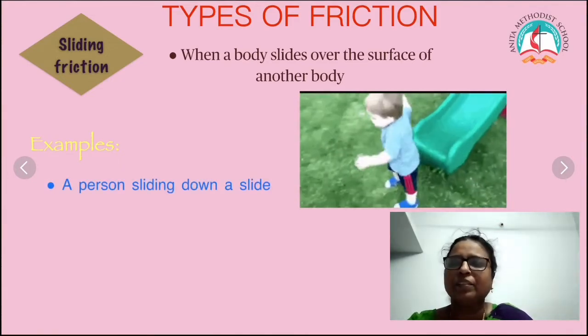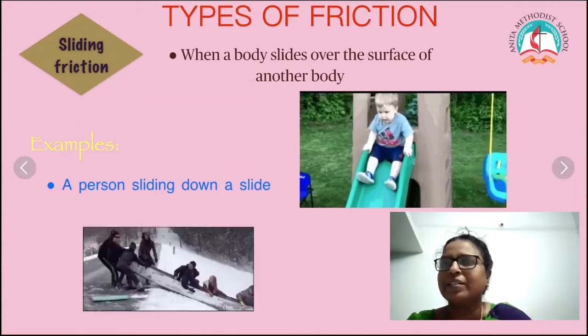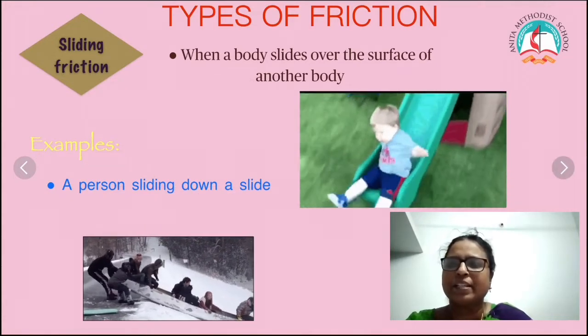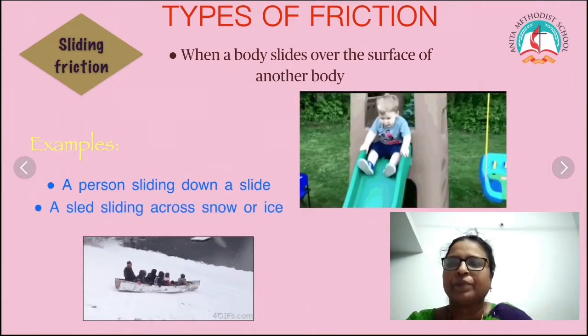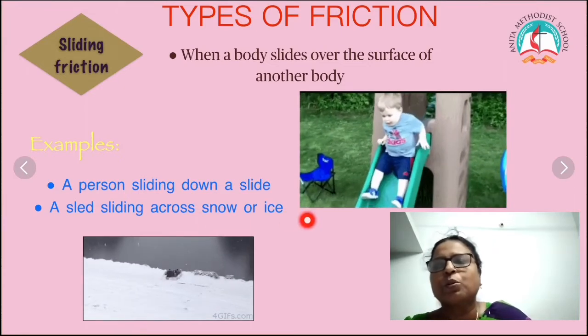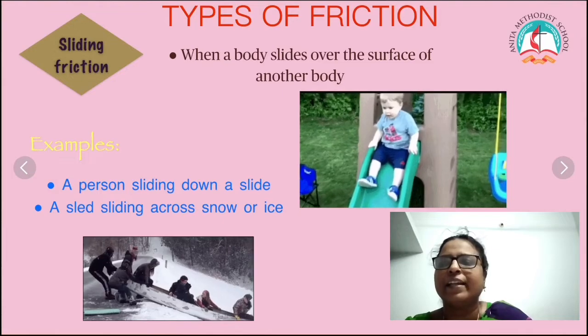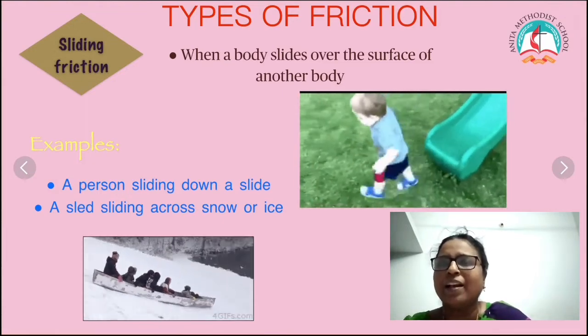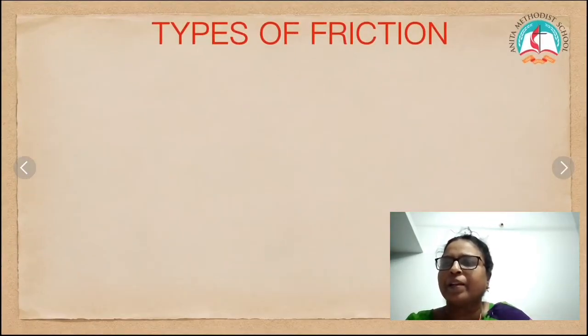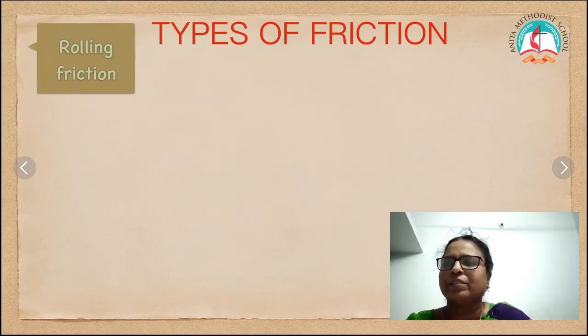So the example: a person sliding down a slide. So what is the next one? A sled sliding across the snow or ice. Yes, it's sliding across the snow or ice. Okay, what is the next one?